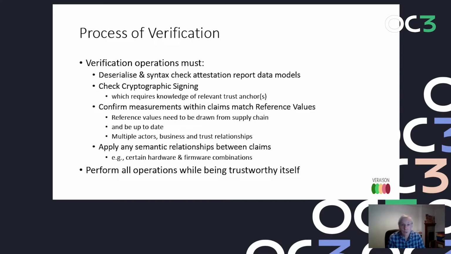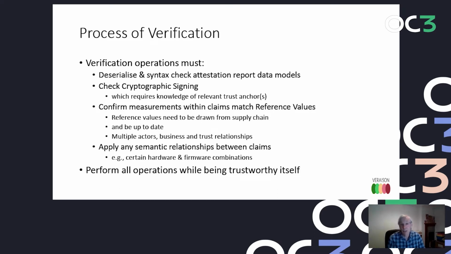They are usually from measured boot or something similar. There may be signer information from secure boot, and these are drawn from the supply chain. We'll talk about that in a minute. That can be fairly complicated. It may also be necessary to apply semantic relationships between claims.